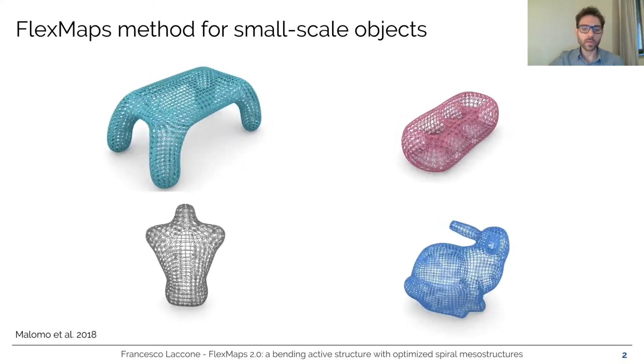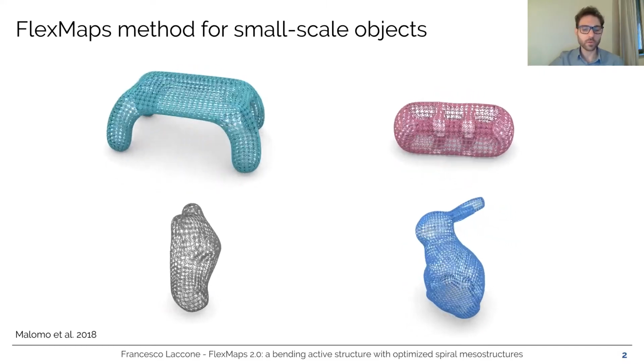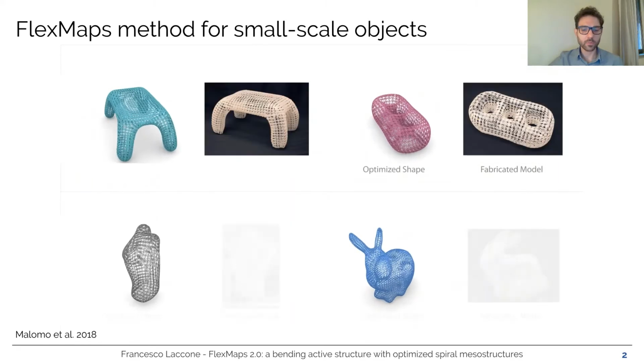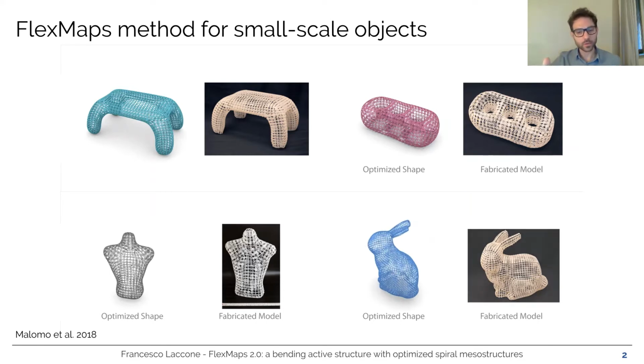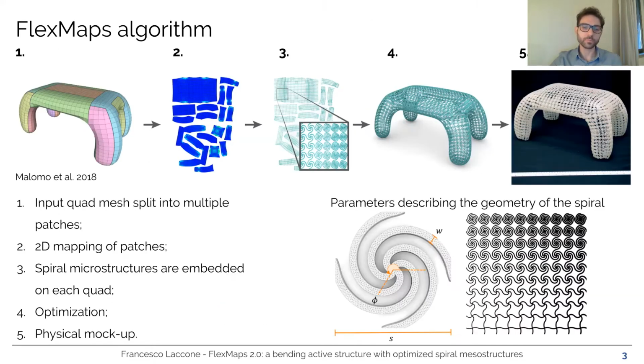The work I'm going to present builds on computer graphic research that aimed to realize small-scale objects out of flat patches, like this one. This approach is called FlexMaps and discretizes the surface of a generic object, like this you see in the slide, into submodules, so mesostructures, with a spiral shape. So these spirals are optimized so that once they are actively bent and assembled, the final shape results as close as possible to the target shape.